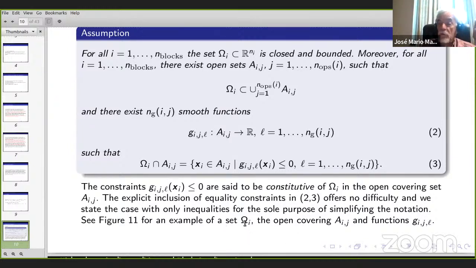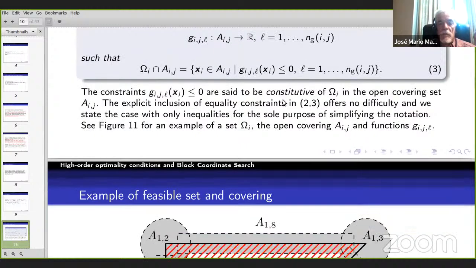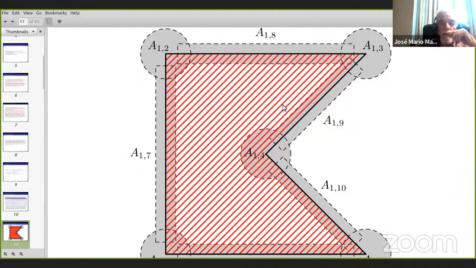Well, I am not going to consider equality constraints because each equality constraint can be replaced by two inequalities. Anyway, I can consider explicitly equality constraints, and nothing is going to change essentially in what I am going to say now.